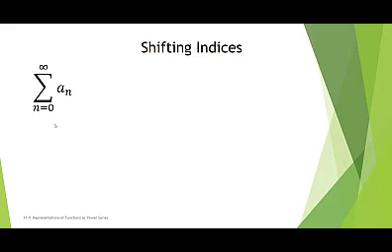In this video, I just want to talk about this idea of shifting indices in a summation. So if I have the sum from n equals 0 to infinity of a sub n, we know that what this means is a sub 0 plus a sub 1 plus a sub 2 plus, and so on. And of course, when we write this down, we're thinking that this term corresponds to when n equals 0, and this term corresponds to n equals 1, and this one corresponds to n equals 2, and so on.